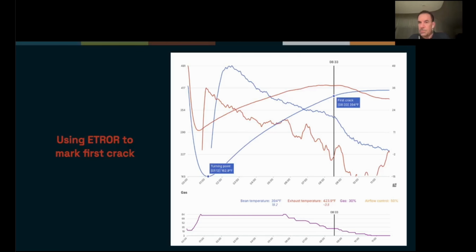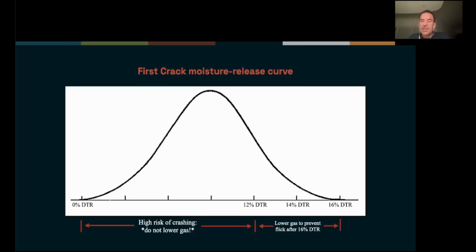So the reason that the ROR rises is that once this moisture release is over, now the beans are very exposed, right? During first crack, there's this kind of force field of water vapor that the hot air has to burn off for the hot air to reach the bean surfaces. And once that moisture release stops, now it's very easy for the hot air to reach the bean surfaces, and the bean surface temperature will rise very quickly if you don't lower the gas settings adequately ahead of time.